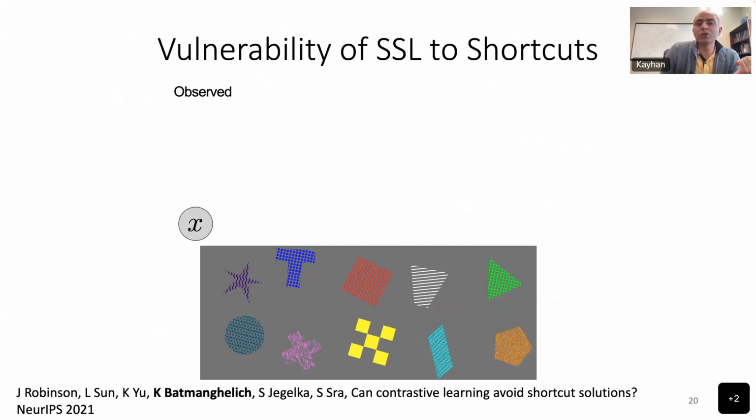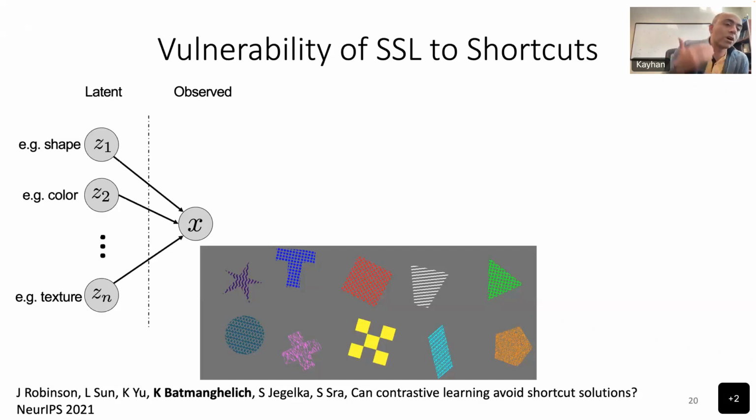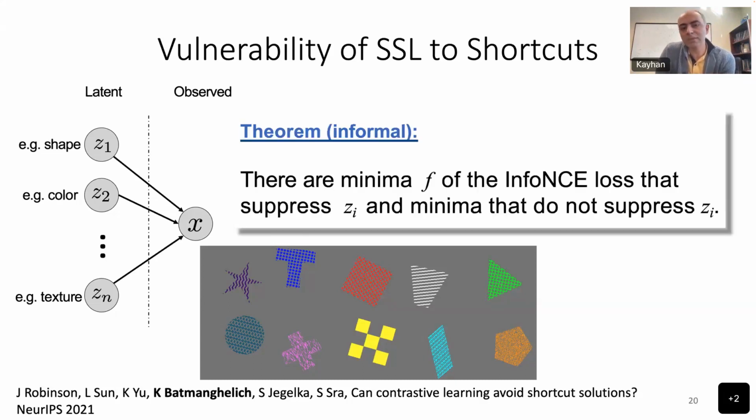Self-supervised learning approaches are no exception. In fact, even on a toy data set, we can show that such methods are quite vulnerable to shortcut learning. In this illustrative example, we have a toy data set with multiple symbols of different colors and textures, and we want to learn all of these factors in a self-supervised fashion, for example the starness, the shape, the color and texture. If we hope that self-supervised learning learns all of these latent factors, it turns out that it depends on the initialization of the method. Self-supervised learning may ignore some of these latent factors.